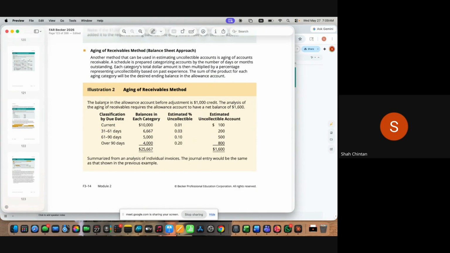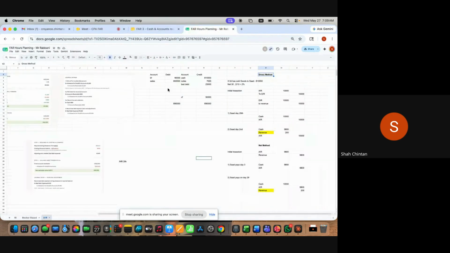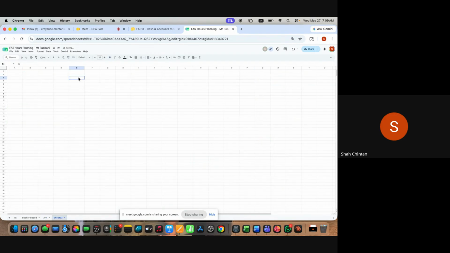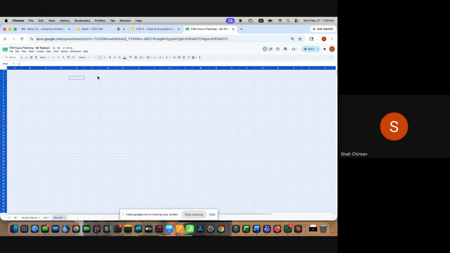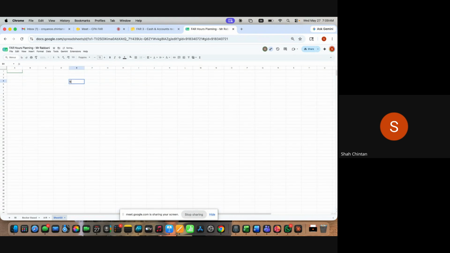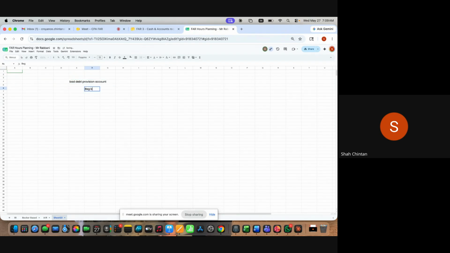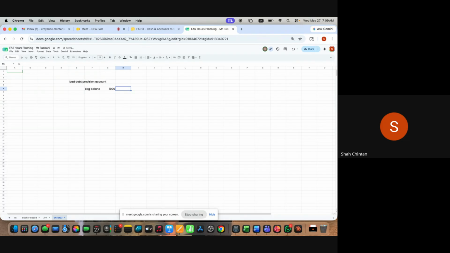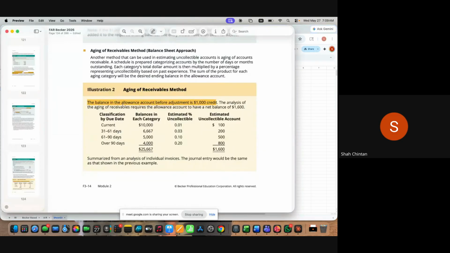Let's see, you have a beginning balance in the bad debt provision account. Bad debt provision is your liability, so you have $1,000 of balance. Let's prepare a T-shaped account here. So let's create a bad debt provision account, and you have a beginning balance. It's a liability account, so it's a credit balance, which is $1,000.